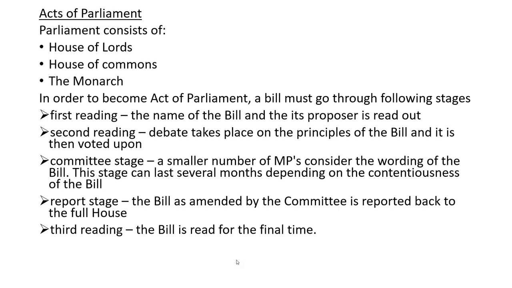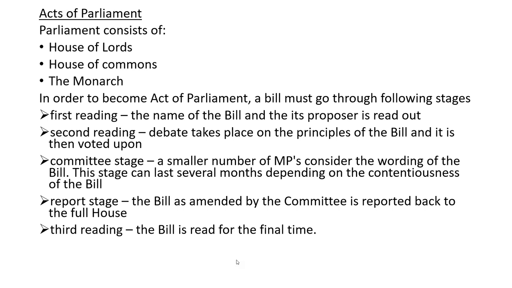Second reading: debates take place on the principles of the bill, and it is then voted upon. When the bill is proposed, each and every person in the parliament debates on that bill, whether they like something about the bill, whether they don't like something, whether anything should be changed, whether things should be kept the same. There is a debate on the second reading, and after that it is voted upon whether changes are required or not.